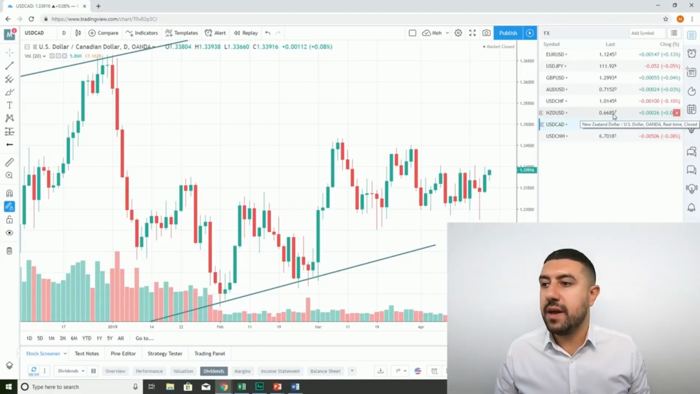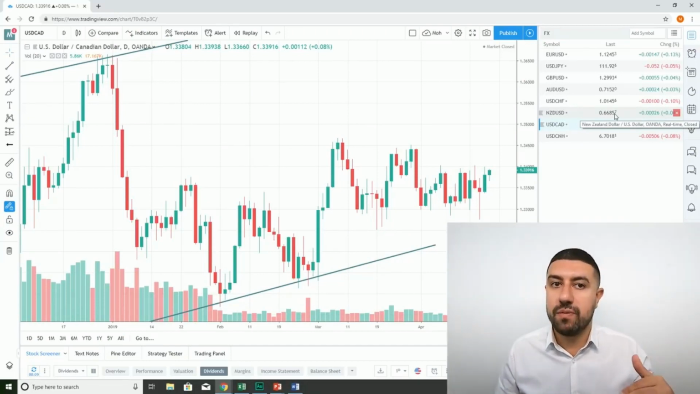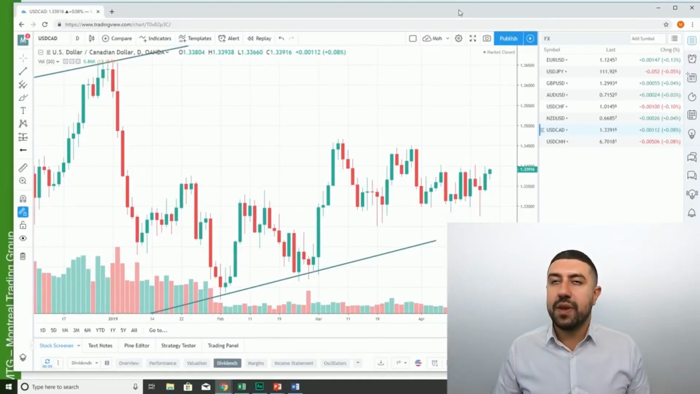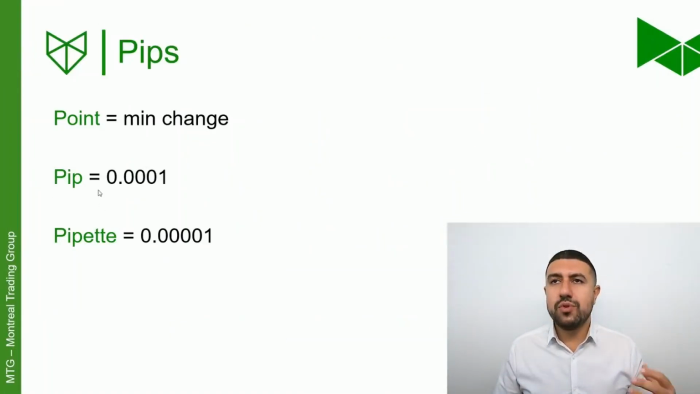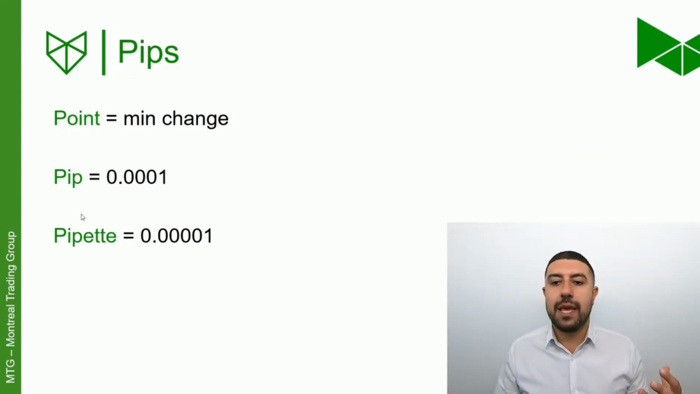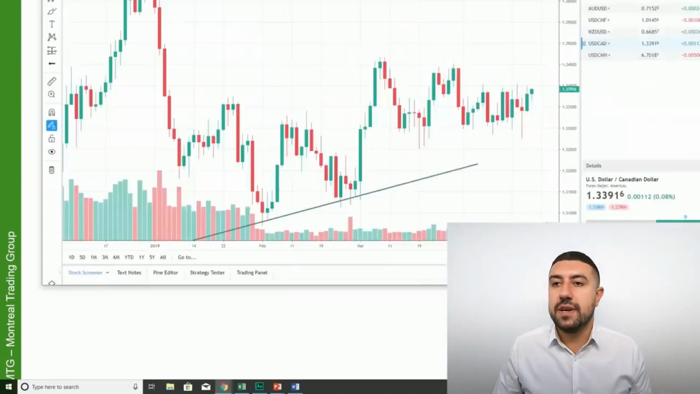Here, let's say, if this goes up from 0.6685 to 0.6687, then it went up by 2 pips, so from 5 to 7. So this is a pip, okay? Now, we became so precise that we've actually also added something else. We've added a pipette, which is 5 decimal places down, 0.00001, so even more precise.